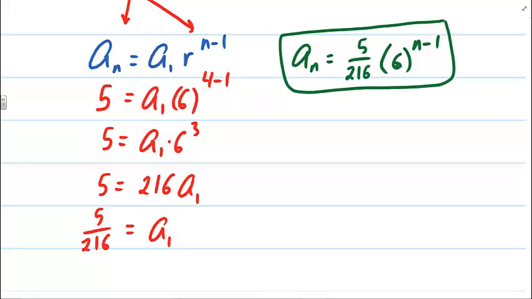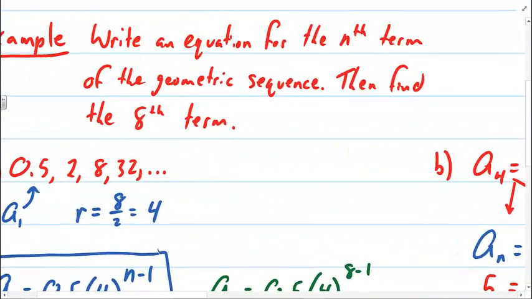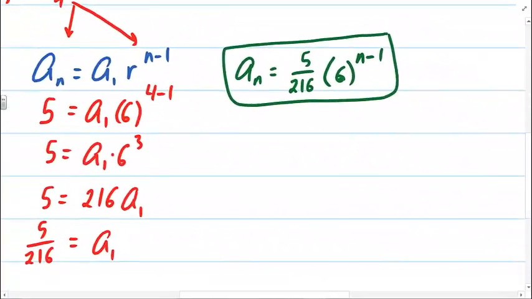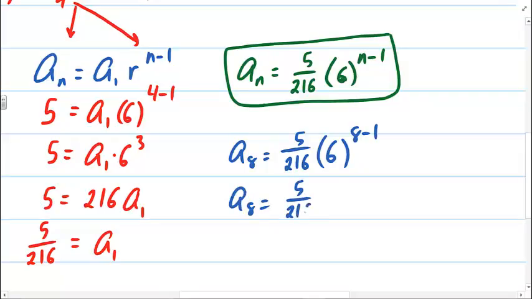But remember what they asked for. They asked for the 8th term also. If I go back up here, they wanted to find the 8th term. So let's plug that in for our n. So it'd be a sub 8 equals 5 over 216. See if I can get that right. And then 6 to the 8 minus 1. All right, so that means what? 5 over 216 and 6 to the 7th. I would just type that in.